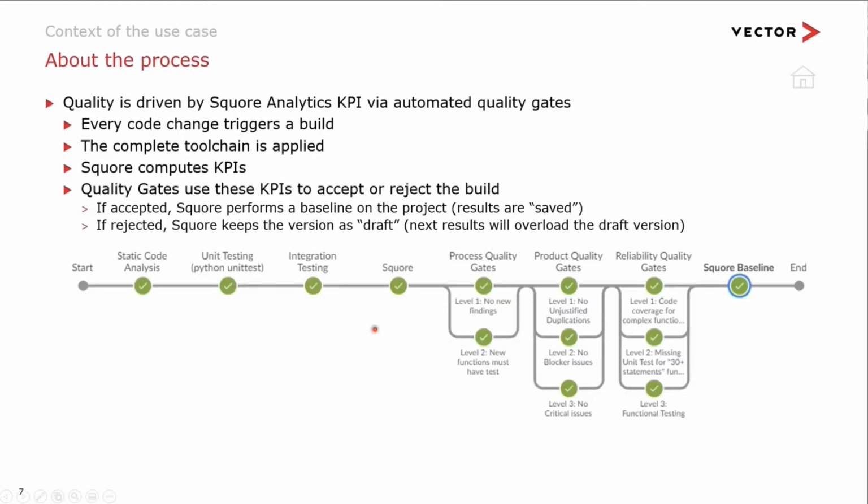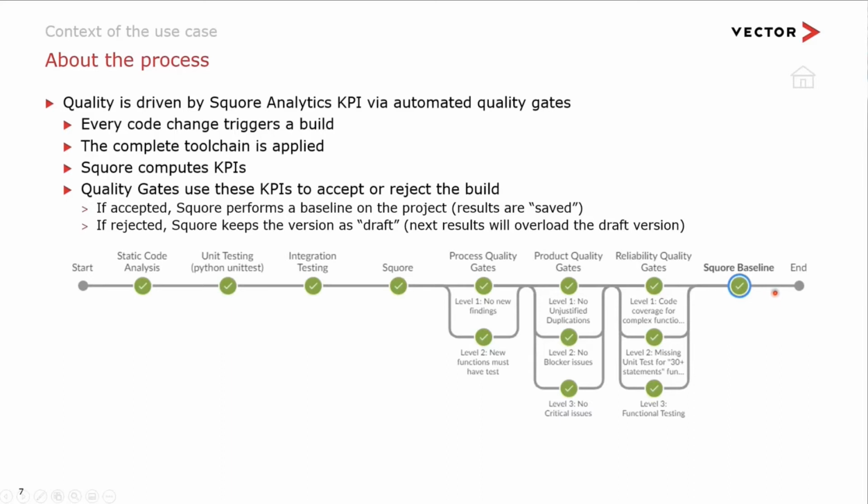This looks like this. We can see at the beginning of the pipeline the list of the different tools that we have. Then we apply Squore for building the KPIs, and then we enter the quality gate phase where we have a lot of different gates. I'm going to describe this. And then we have the baseline in Squore.